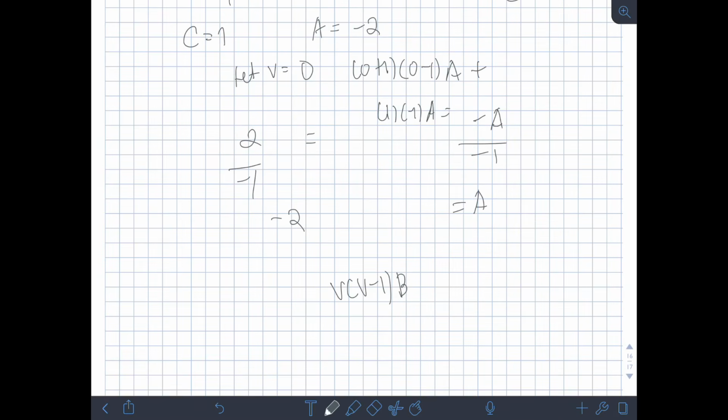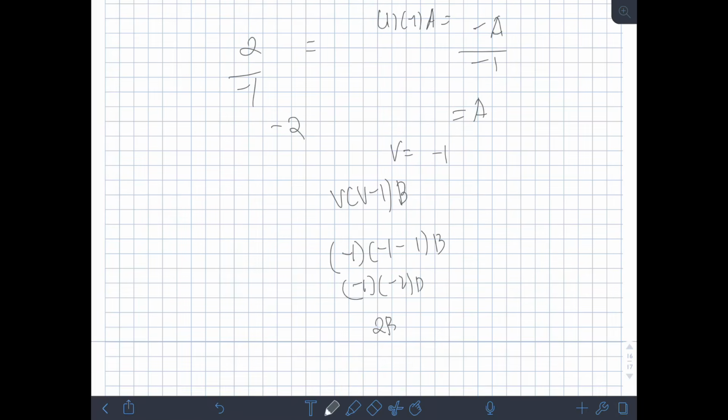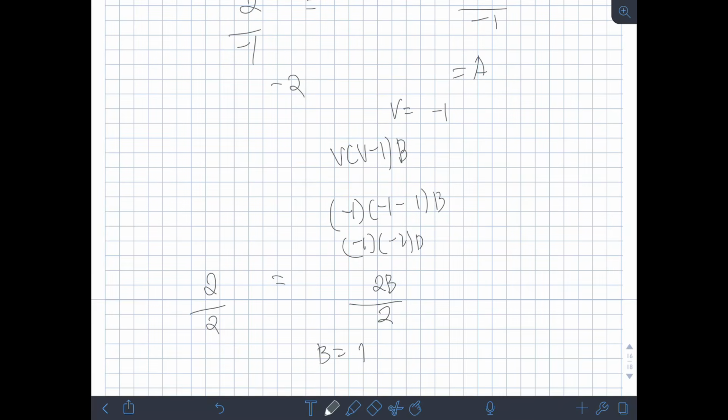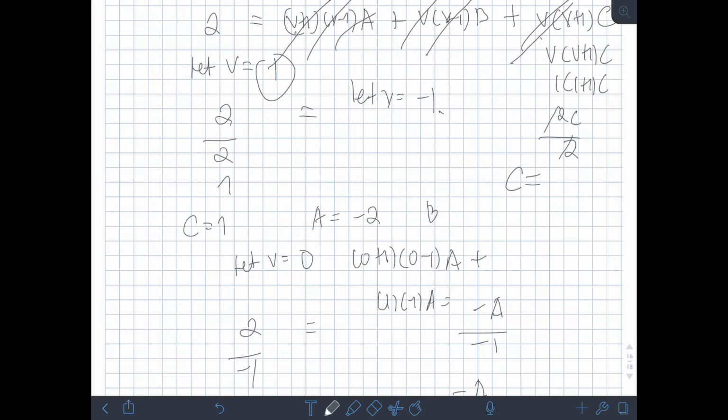Substitute natin yung v natin na this time ay negative 1, right? So, magiging negative 1 times negative 1 minus 1 b. So, we have negative 1 times negative 2 b, or simply 2b. Then, naka-equate ulit siya sa kabila na 2. So, divide both sides by 2, we have b is equal to 1. So, therefore, meron na tayong value dun sa bawat letters, yung a, b, c.